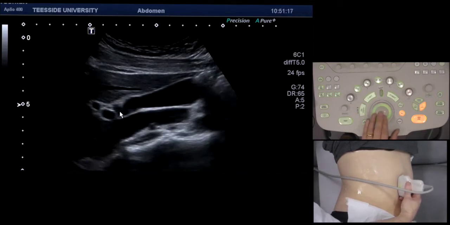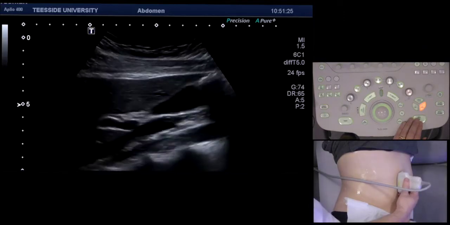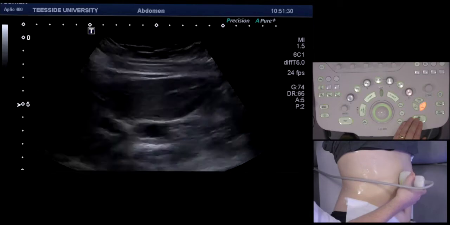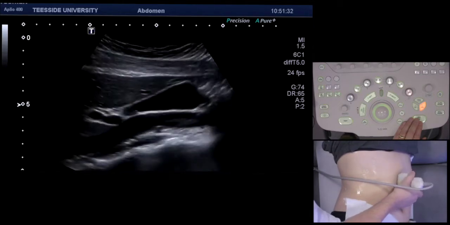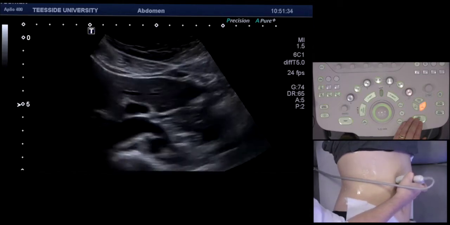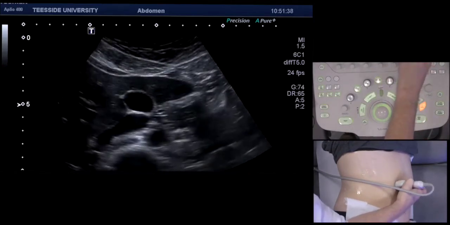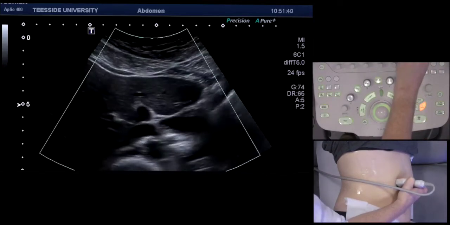This is the fundus of the gallbladder, that's the neck, that's the portal vein. Okay, that's one of the renal arteries. So again, what I'm doing here, I'm just sweeping through in long section, making sure that I've seen everything, then rotating the probe, looking in a transverse, sweeping right the way through.